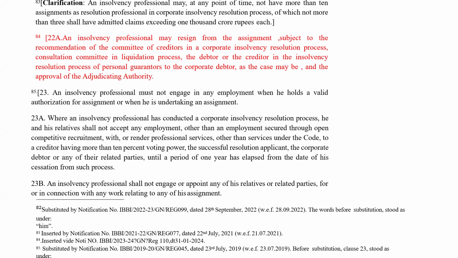An insolvency professional shall not engage. Suppose, sir, if he is already employed with the resolution applicant, the relative is already employee of. Then he has to disclose that relationship. Okay, then he has to disclose.